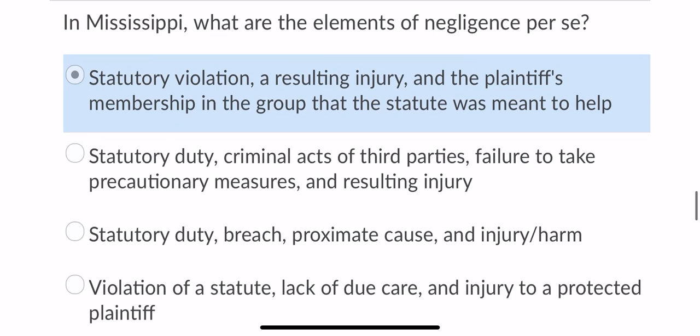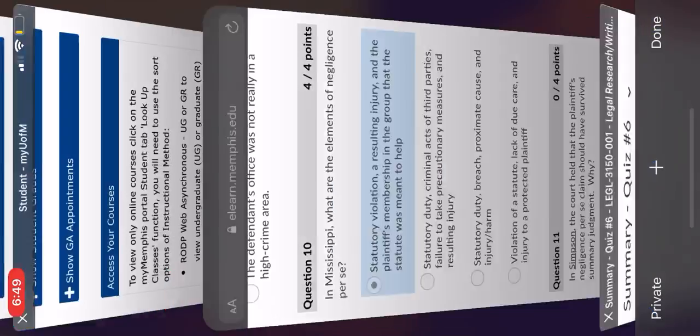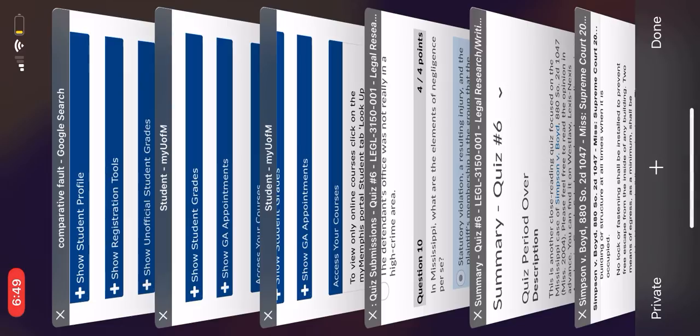So you see highlighted, there's my answer. And it reads statutory violation, a resulting injury, and the plaintiff's membership in the group that the statute was meant to help. So let me refer to the opinion and try to show you and exhibit my thought process when I was trying to answer this question.